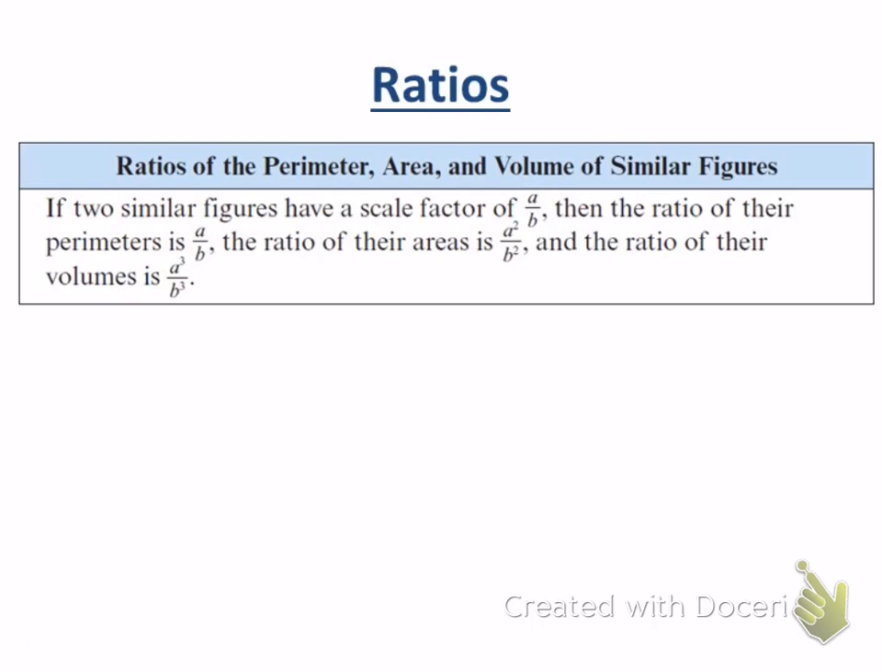All right, now this next thing is a little bit more complicated. You're going to need to write this down. If similar figures have a scale factor of A over B, then the ratio of their perimeters is also A over B. The ratio of their areas would be A squared over B squared. And the ratio of their volumes is A cubed over B cubed.